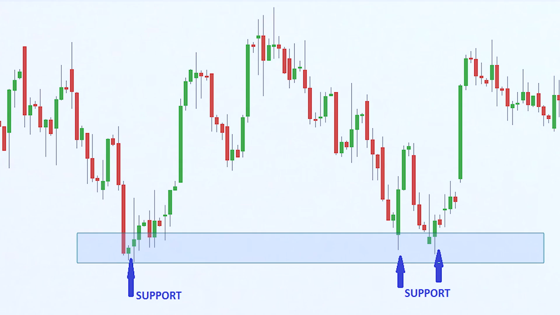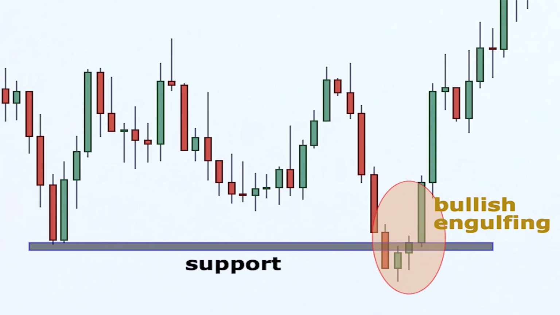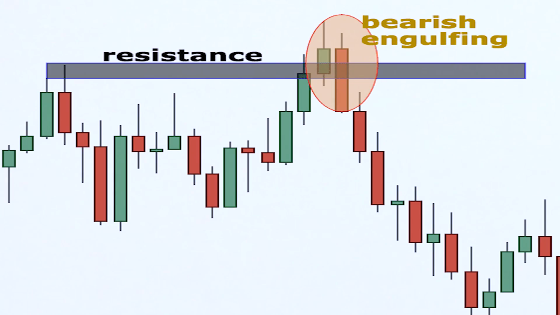So, to maximize your trading success, it is essential to combine candlestick patterns with other technical indicators and analysis tools. For example, pairing candlestick patterns with support and resistance levels can enhance your ability to identify the key zones where reversals are more likely to occur. If a bullish engulfing pattern forms near a strong support level, it could be a powerful signal to enter a long trade. And similarly, if a bearish engulfing pattern forms near a resistance level, it could be a signal to go short.